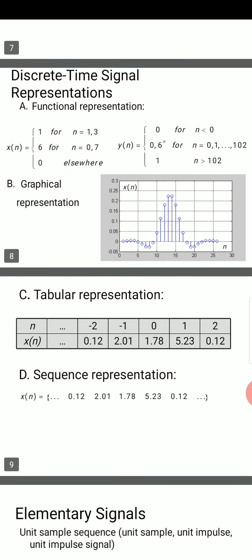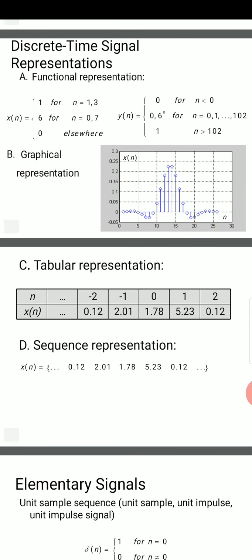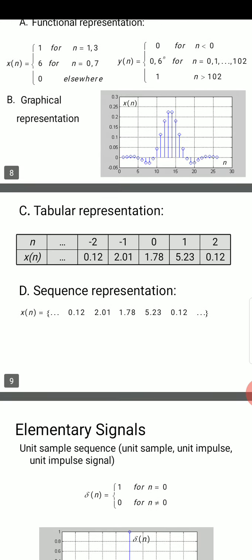What is a tabular representation? For n equals minus 2, the value of x(n) is 0.12; for minus 1, the value is 2.01; for 0, the value is 1.78; for 1, the value is 5.23; for 2, the value is 0.12. The sequence representation: x(n) equals 0.12, 2.01, 1.78, 5.23 and 0.12.